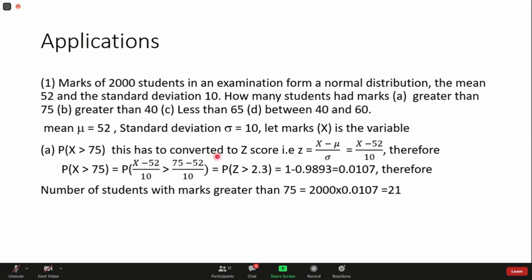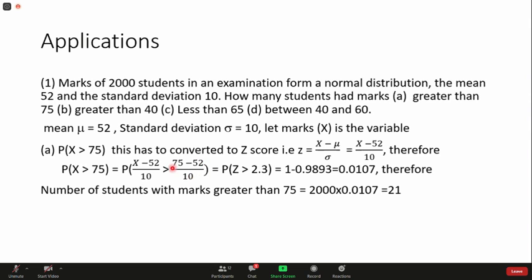This has to be converted to the Z score. The conversion procedure is this one. Z is x minus mu by sigma. Now this is the Z score, x minus 52 by 10, because mu is given as 52, sigma is given as 10. Now see how to convert x greater than 75 to Z score. So if you convert x to Z, x minus 52 by 10. If it is 75, 75 minus 52, x is our mark, mean divided by 10.